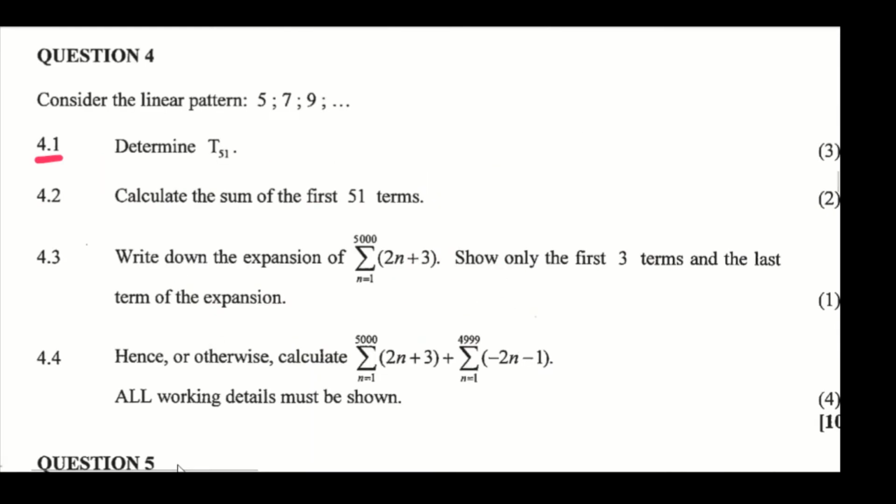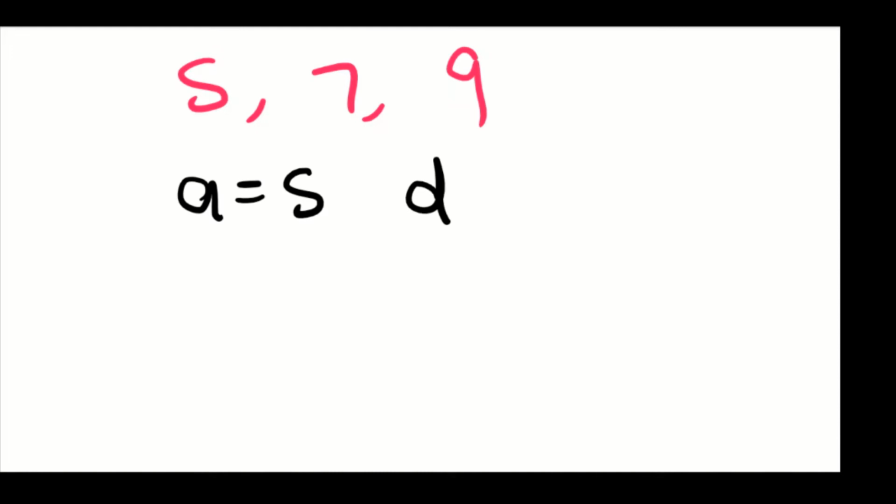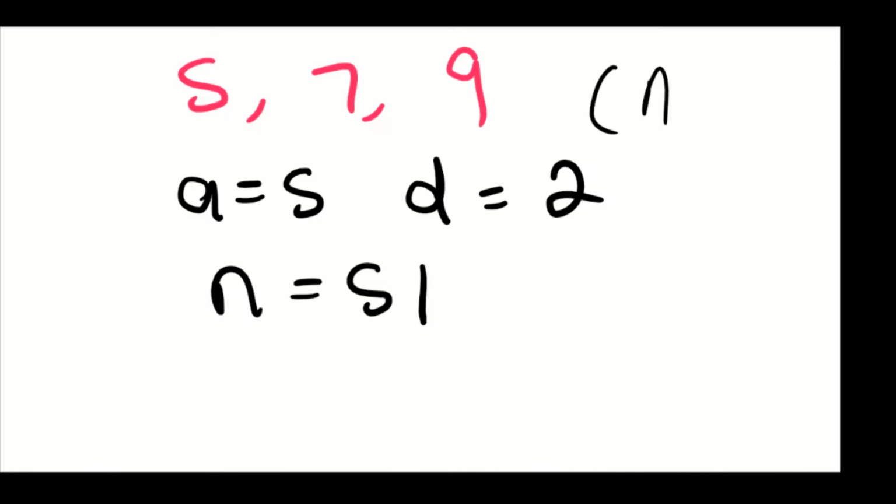So going to 4.2, we are asked to calculate the sum of the first 51 terms. Knowing very well that this is an arithmetic sequence, our sequence is 5, 7, and 9. We know that our a value is equal to 5, our common difference is equal to 2, and we're asked to find the sum of 51 terms.